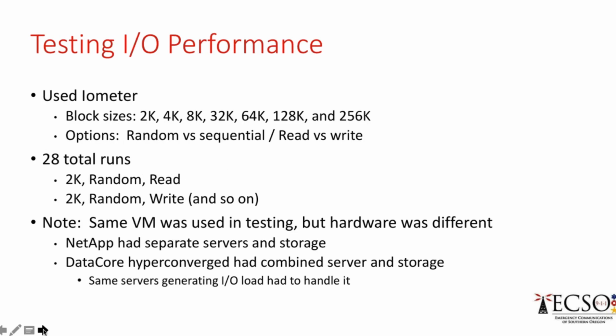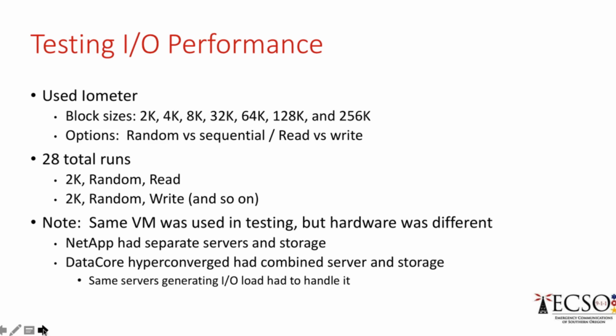they came up with a way to actually test performance. They used Dynamo, and they said, okay, here's what we'll do. We'll do it in different block sizes from 2K, 4K, 8K, all the way up to 256K. They will do random versus sequential and read versus write. So they did 28 total runs where they said, okay, we'll take the smallest block size, 2K, we'll make it random and do read. Then we'll do 2K, random, write.